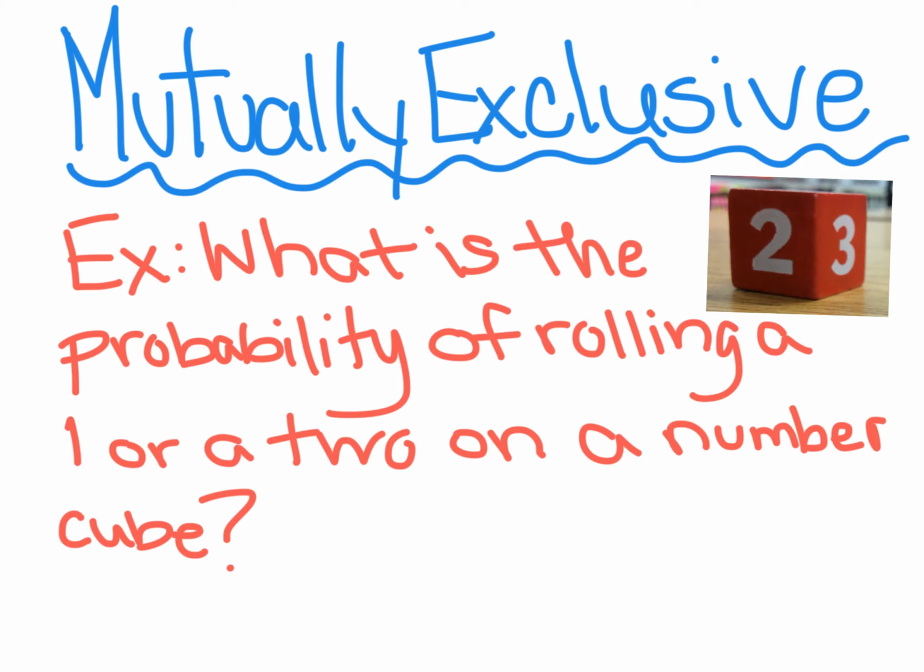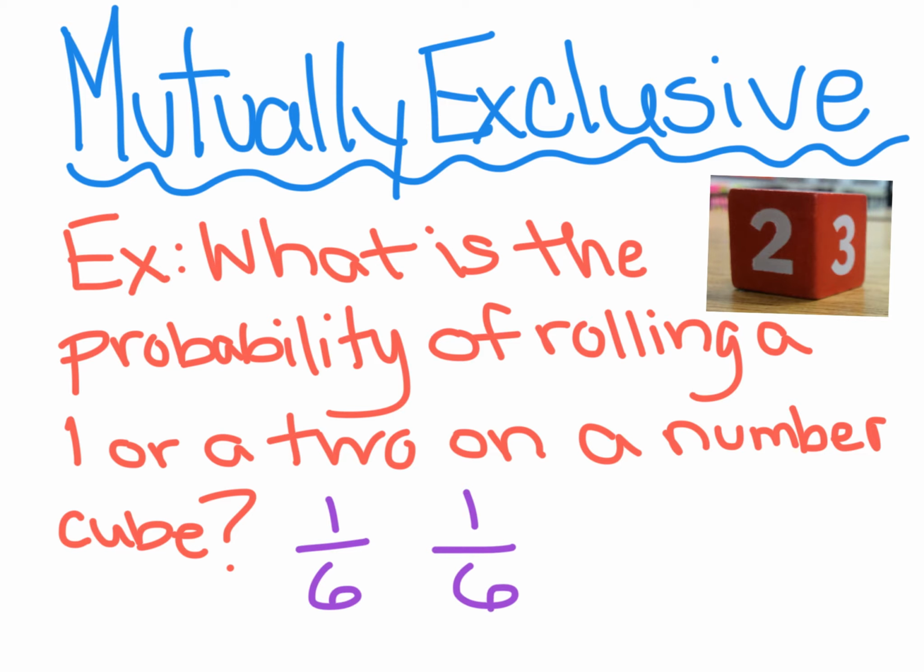What is the probability of rolling a 1 or a 2 on a number cube? So these are mutually exclusive events because I cannot roll a 1 or a 2 at exactly the same time if I'm only rolling this number cube one time. So the probability of rolling a 1 or rolling a 2 would be shown as, well, rolling a 1 would be 1 out of 6 because the number cube has 6 sides, and rolling a 2 would also be 1 out of 6.